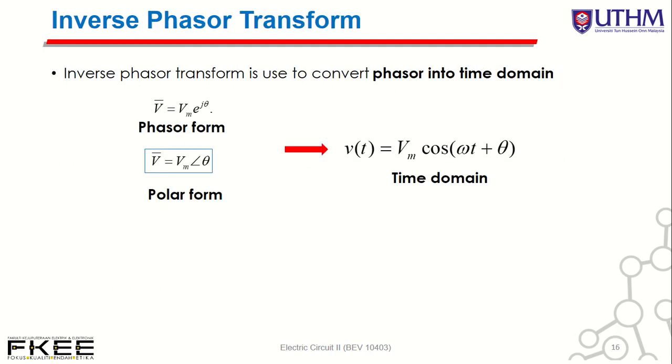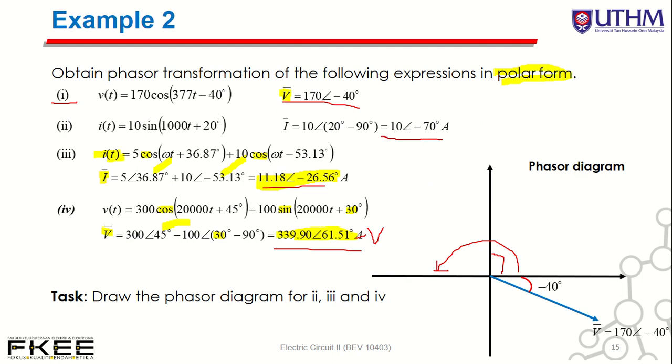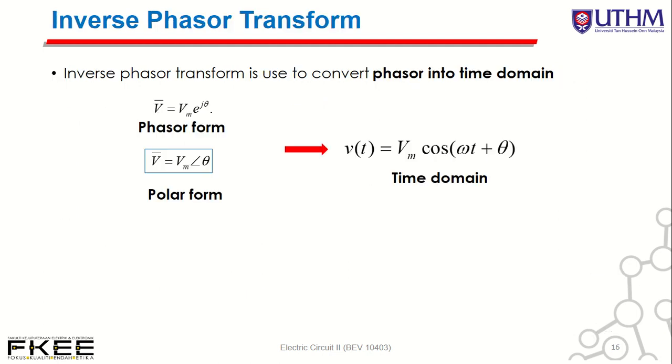Okay, so yang ni kita dah buat macam mana nak convert daripada time domain to phasor to polar form. Inverse means we try to convert from polar form to time domain, or this one we call it a frequency domain. Sama ada daripada phasor form, polar form, or rectangular form, we convert to time domain.